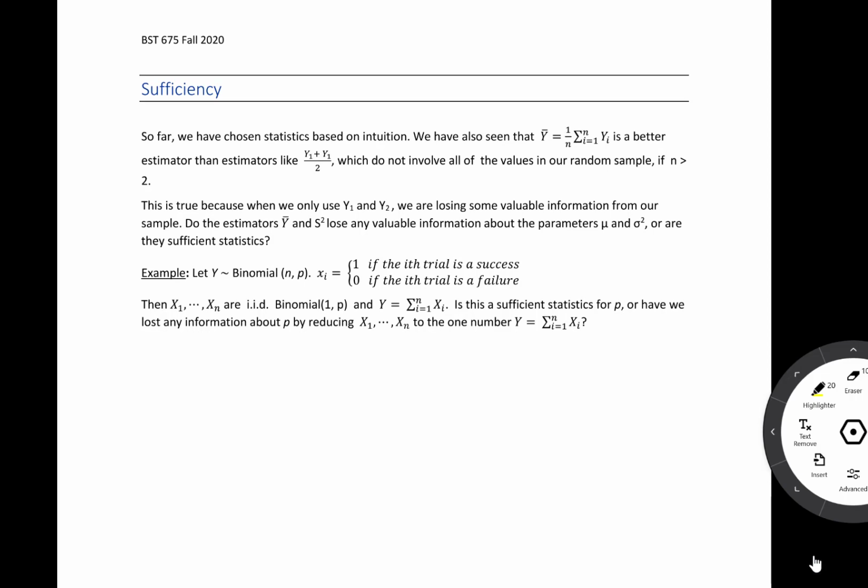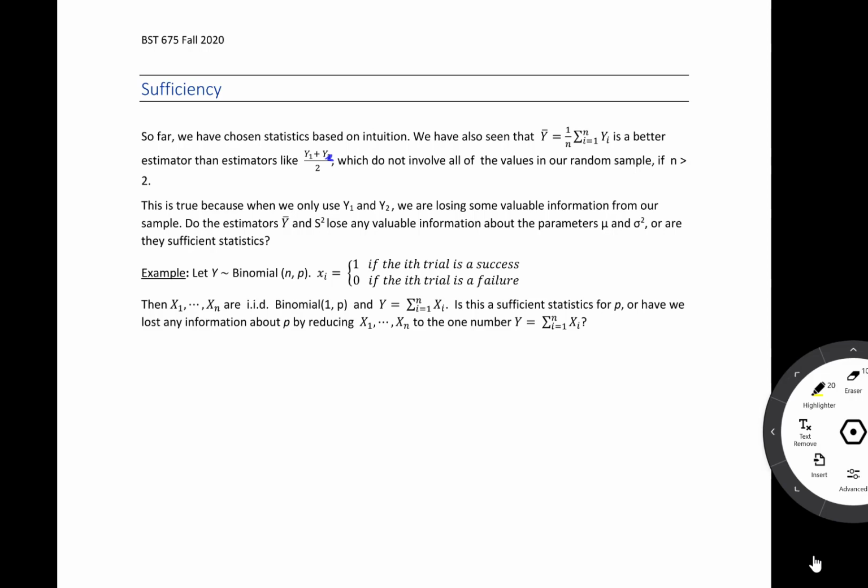So up to this point, we've chosen statistics based on intuition, and we've also shown that y bar is a better estimator than estimators like y1 plus y2, oops, that should say a y2 there, which do not involve all of the values of a random sample. So we looked at that example just a few minutes ago where we looked at that uniform distribution and we compared y bar versus just using the first observation y1, and we see in general it's better if we use more of the data.